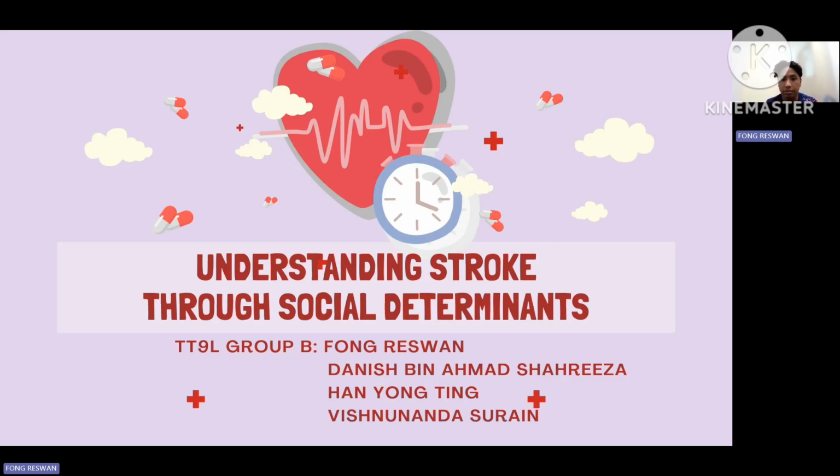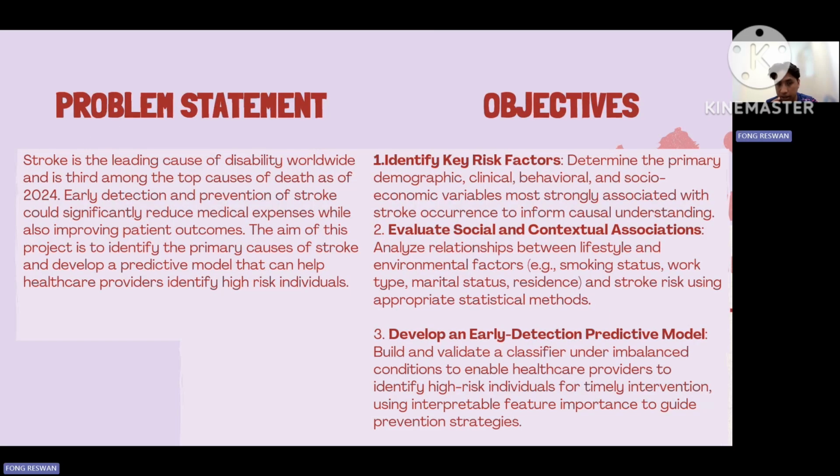Our topic for this assignment is understanding stroke through social determinants. The problem statement is that stroke is the leading cause of disability worldwide and is third among the top causes of death as of 2024. So early detection and prevention of stroke would significantly reduce medical expenses while also improving patient outcomes.